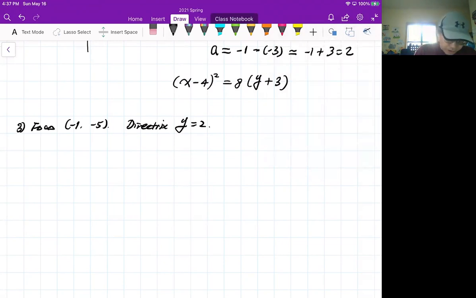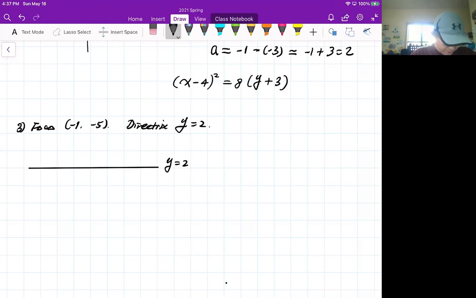So first, I'm going to draw the directrix. The directrix is, let's say, y equals 2. The focus is (-1, -5). Is that above the directrix, or is that below? Since -5 is smaller than 2, it should be below the directrix.